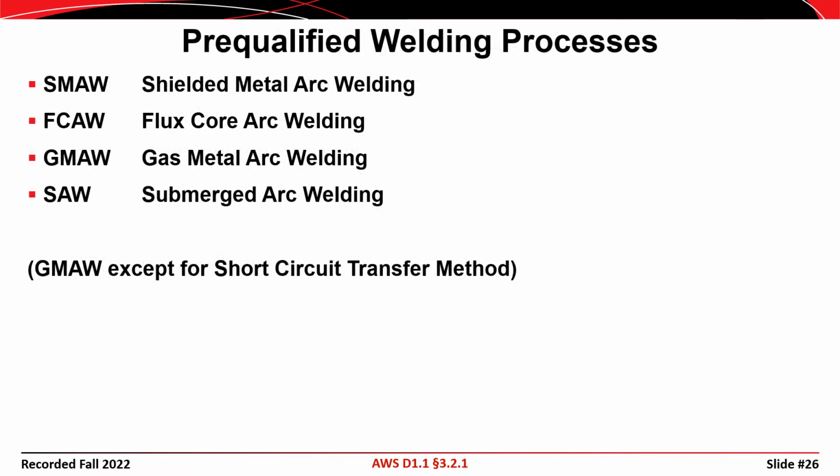So here are 4 of the processes that are used quite often. You have shielded metal arc welding, SMAW, flux core arc welding, gas metal arc welding, or submerged arc welding. We'll talk about each of these in the subsequent slides.